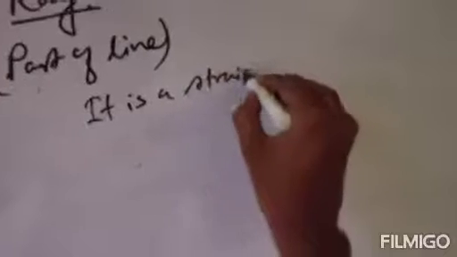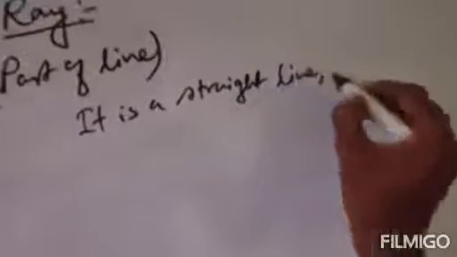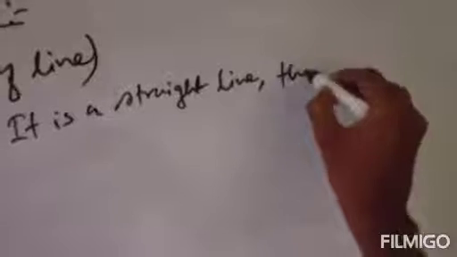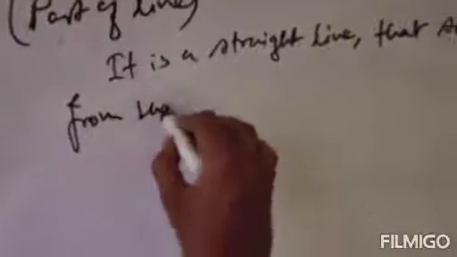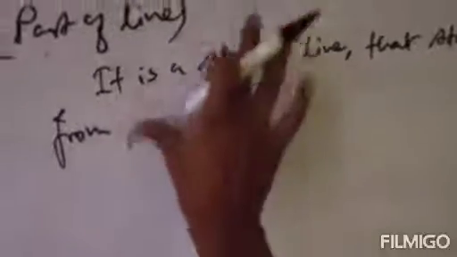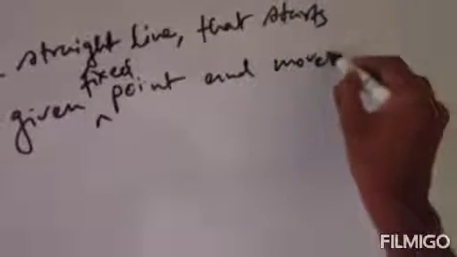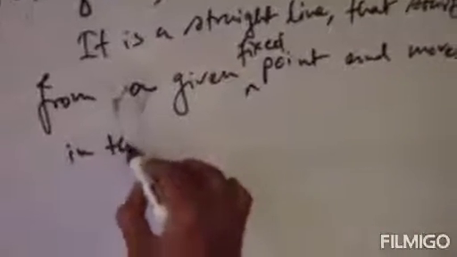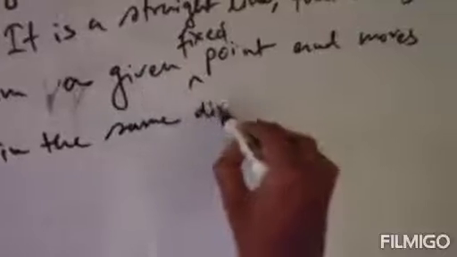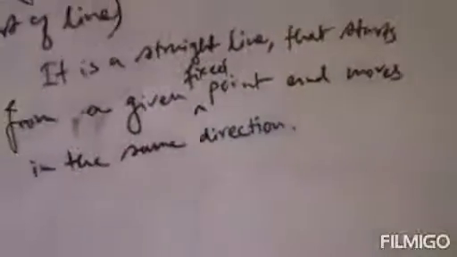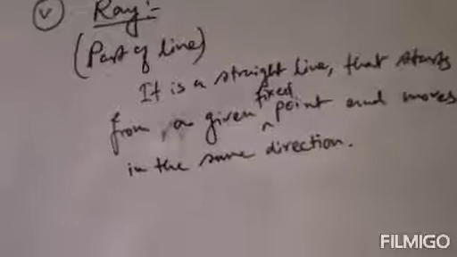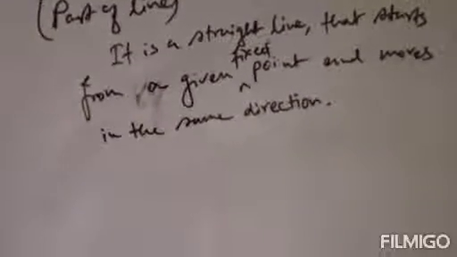It is a straight line that starts from a given fixed point and moves in the same direction. That means ray, it is a part of a straight line that starts from a given fixed point and moves in the same direction.